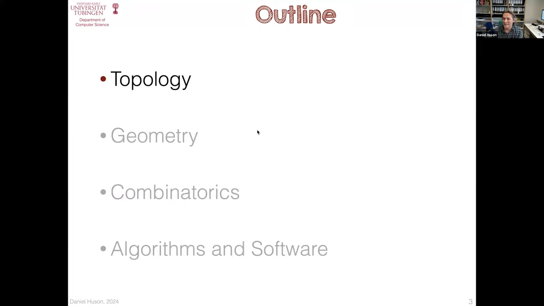This talk has four parts. I'm going to start off with some results in topology, and then I'm going to move on to geometry, and then there's going to be some combinatorics, and then we get down to algorithms and software. That's quite a generic structure, and we will see what's hidden behind these four topics.